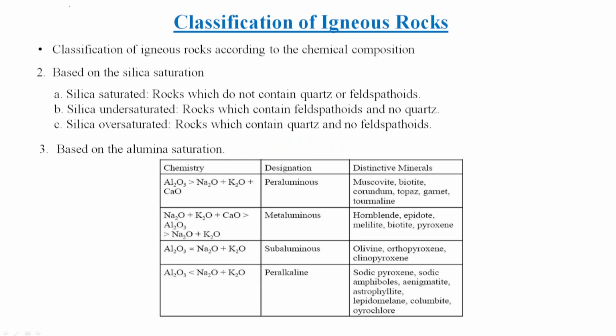Then igneous rock can also be classified based on silica saturation: silica saturated, silica undersaturated, silica oversaturated, based on the percentage of quartz in it, and also feldspathoids. And based on the alumina saturation as well, it can be grouped as peraluminous, metaluminous, subaluminous and peralkaline igneous rocks. So these are the distinctive minerals that are present in this kind of classification.